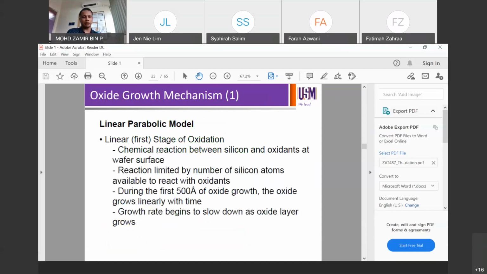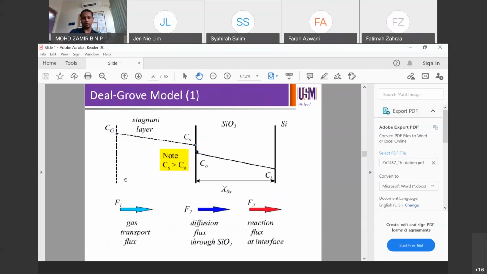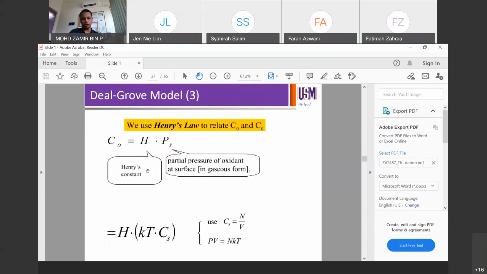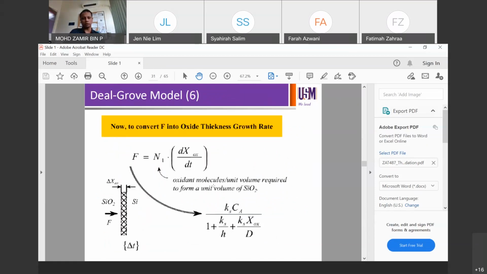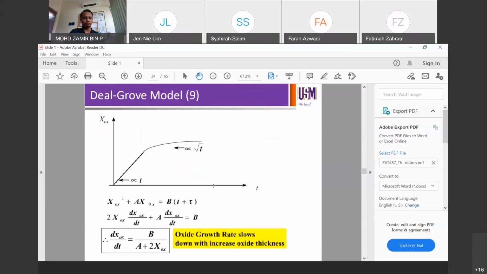Mathematically, we can represent this Deal-Grove model by 2 main stages. The first one is linear, where you don't have your oxide yet. As the process grows, you're going to hit your point where the reaction is going to be parabolic. It's going to be slowed down by the diffusivity of your oxidant through the oxide. And finally, you can get your final oxide thickness if you use this equation and you know all the parameters to be able to design your process.